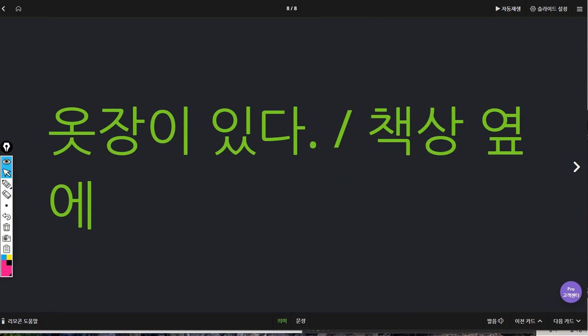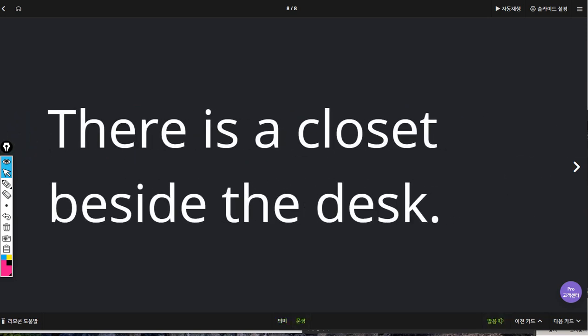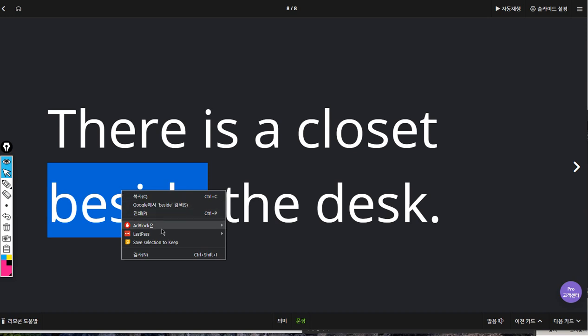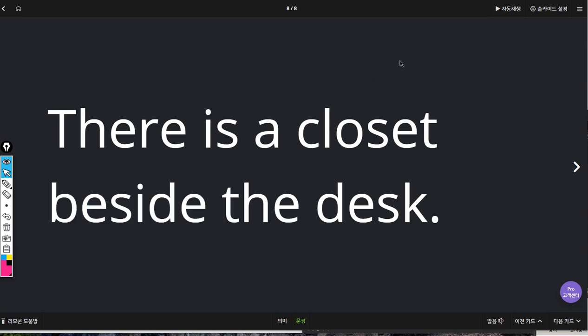책상 옆에 옷장이 있어요. There is a closet beside the desk. 아, 그래서 이게 옆에였구나. 책까지 들어갔고. 오케이, 여기까지 됐습니다.